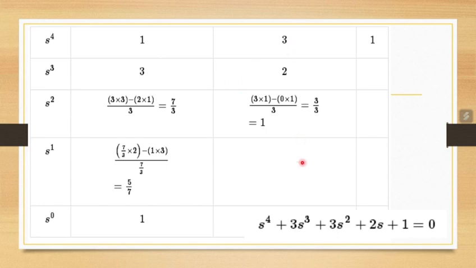The second element is going to be 3s square, right? s square's coefficient is 3, we'll put 3 here. Then the alternate value is going to be s power 0 whose coefficient is 1. Hence we have completed the first row of the Routh table.